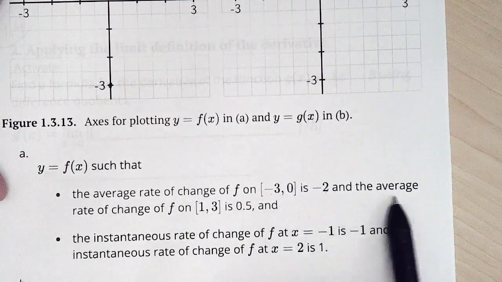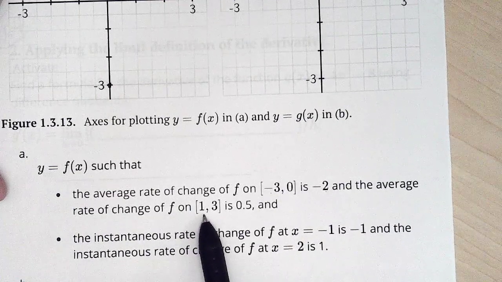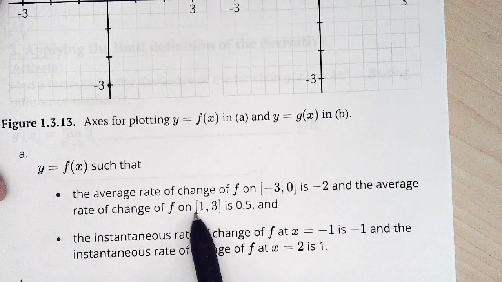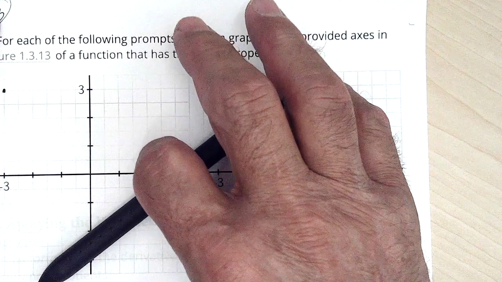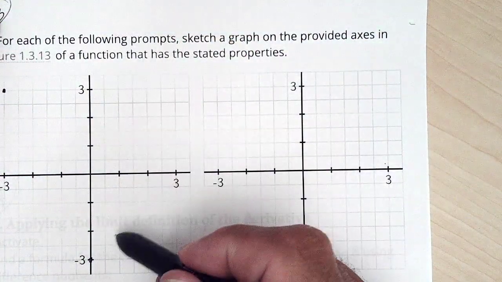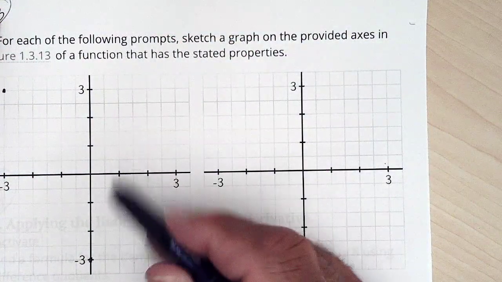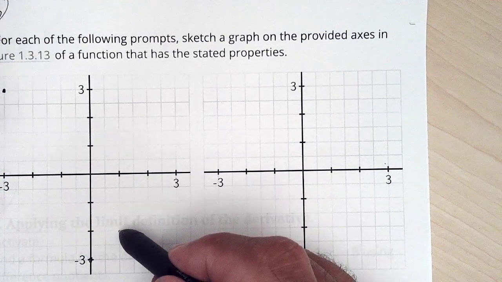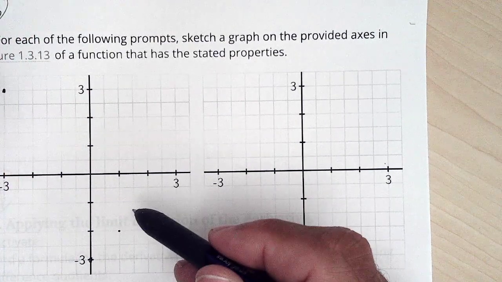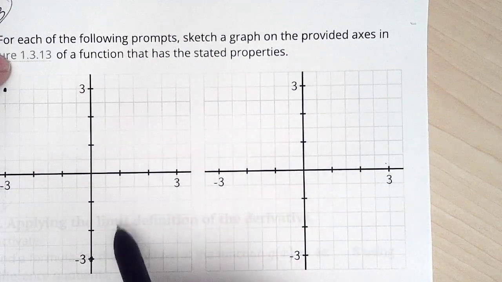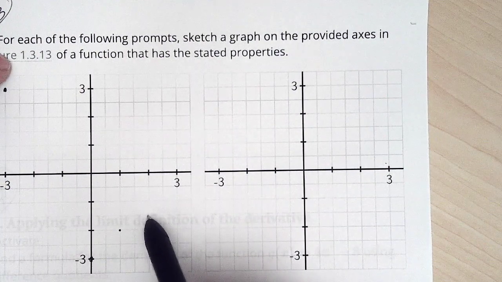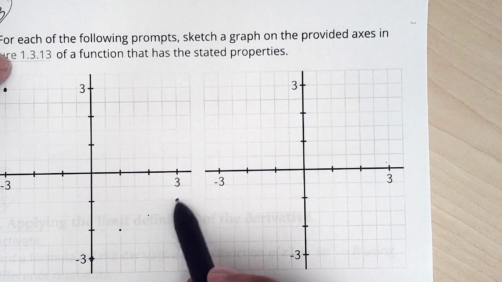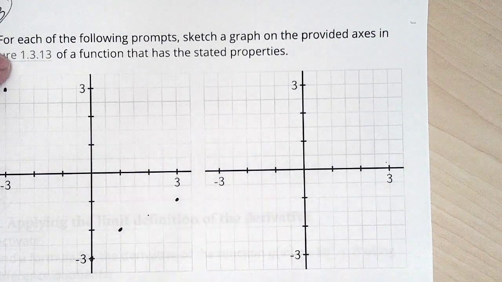Now, the rate of change of F on the interval from 1 to 3 is a half. From 1 to 3, I'm going up at a slope of a half. I'm just going to start at -2 because I'm going to be down here. Starting here, I'm going to end down here, and I've got to go up by a half. So in 1 unit, I'll be up a half. In another unit, I'll be up 1. So I'll be there if I start there.